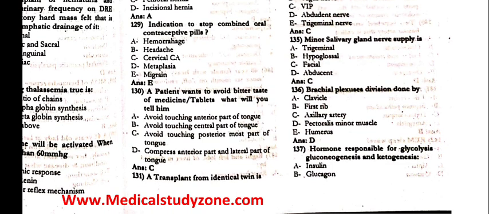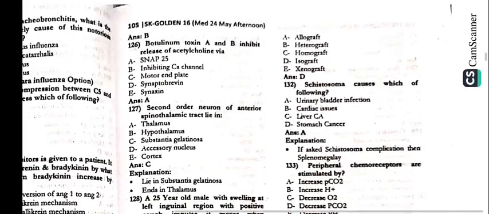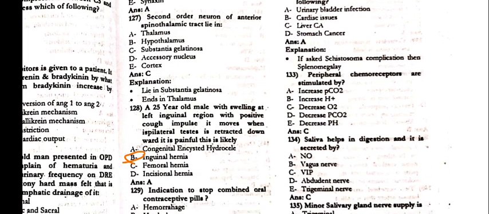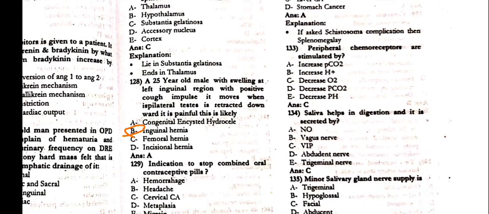A patient wants to avoid the bitter taste of the medicine tablets. What will you tell him? Avoid touching the posterior most part of the tongue. Transplant from the identical twin is basically the isograft. Schistosomiasis causes which of the following? Urinary bladder infections. 133, the peripheral chemoreceptors are stimulated by decreased oxygen.